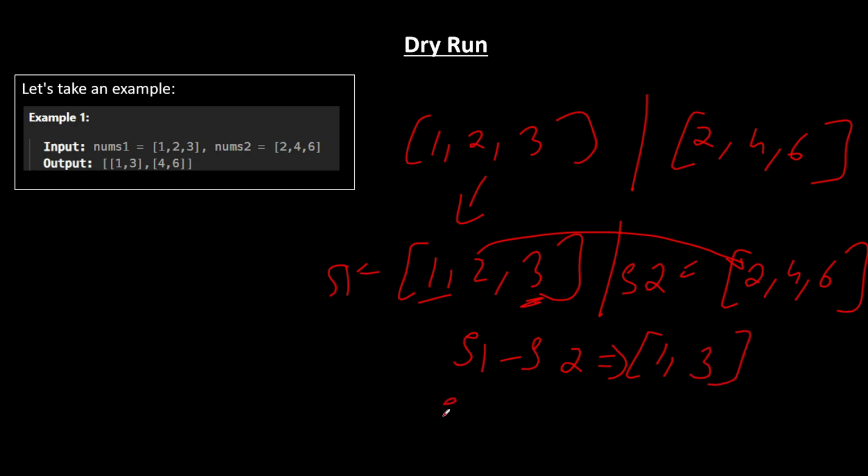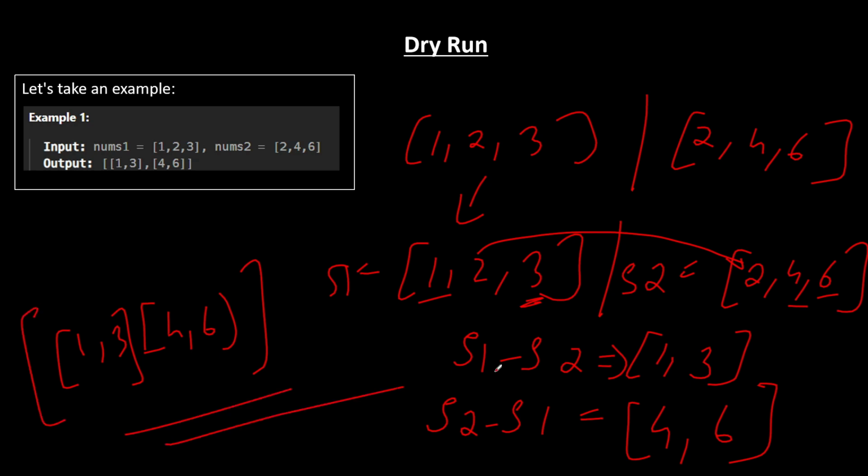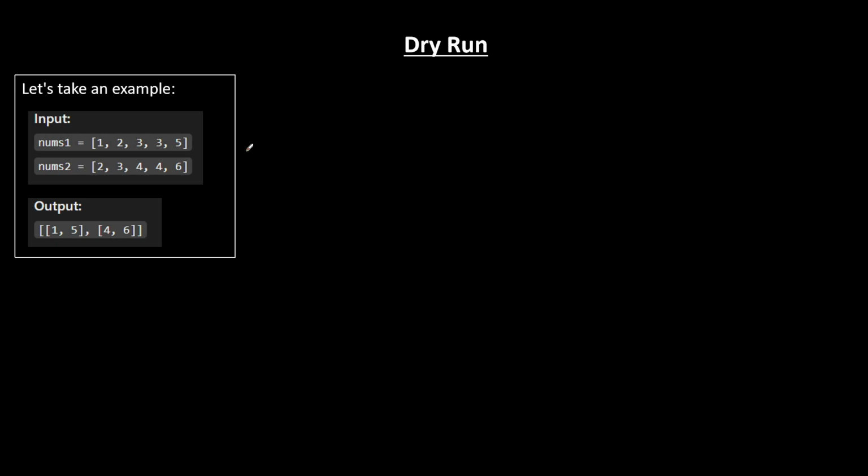Great. Now when I do S2 minus S1, what do we get? We get 2 in both, common, right? We get 4 because it's not present in S1. We get 6 because it is also not present in S1. So finally, we return 1, comma 3 and 4, comma 6. This is our output. Fine. I hope you understood this simple dry run. Now let's take another example.